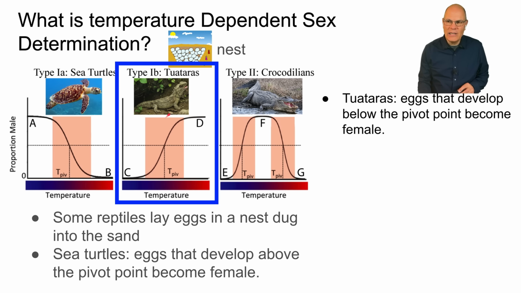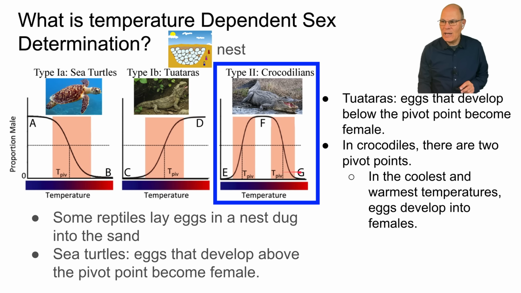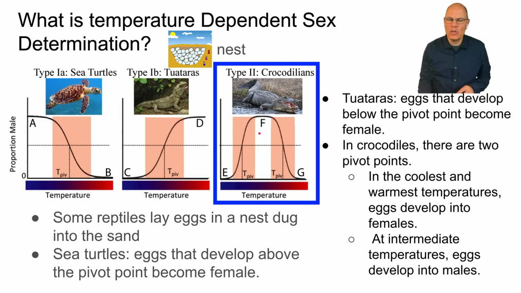In another kind of reptile called a tuatara, it's the opposite. So basically, if you develop above the pivot point, then you have a higher chance of being a male. If you're below the pivot point, then the proportion of males goes down. You have a higher chance of being a female. And in crocodiles, there are two pivot points, a low temperature one and a high temperature one. In the coolest and the warmest temperatures, the eggs develop into females. In other words, the proportion male goes way down. But at intermediate temperatures over here, the eggs develop into males.